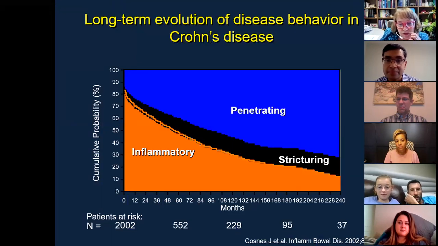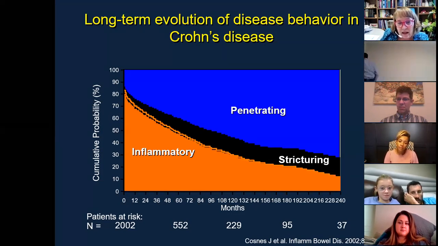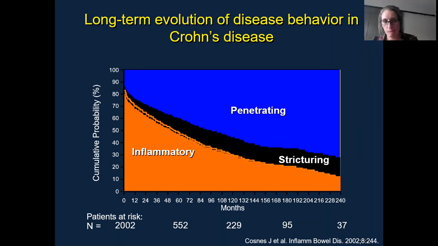This is an older slide, but I think it really illustrates how we want to treat the disease early on. Because early on, on the left side of the graph, Crohn's disease in particular is an inflammatory condition. As time goes along, more strictures are formed, more fistulas or penetrations are formed. And all the medicines work better if you treat the inflammatory component of inflammatory bowel disease.